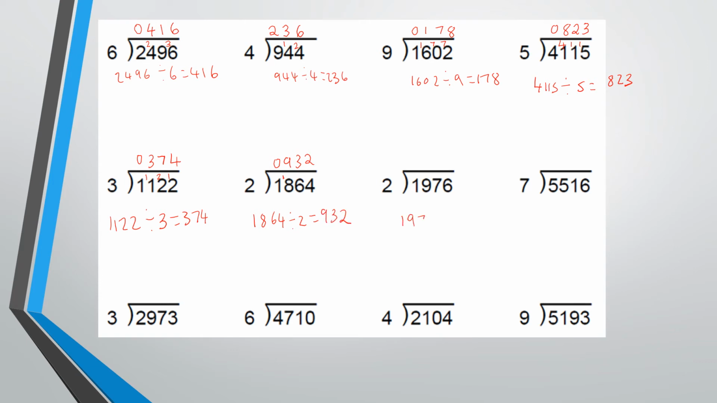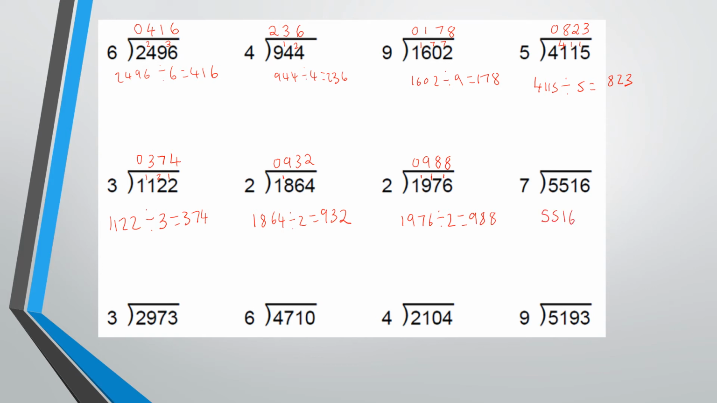Next one we're doing is 1976 divided by 2. So 2 won't go into 1. 2 into 19, it'll go 9 times with 1 left over. 2 into 17, 8 times with 1 left over. And 2 into 16, 8 again, so 988.